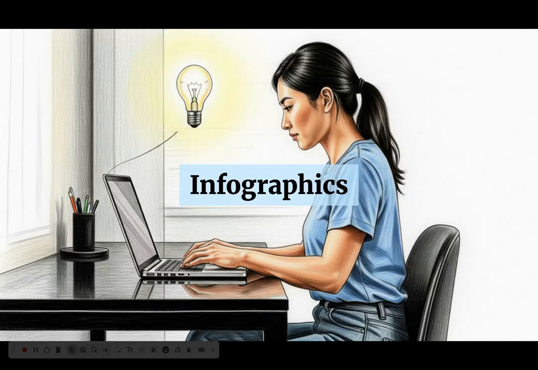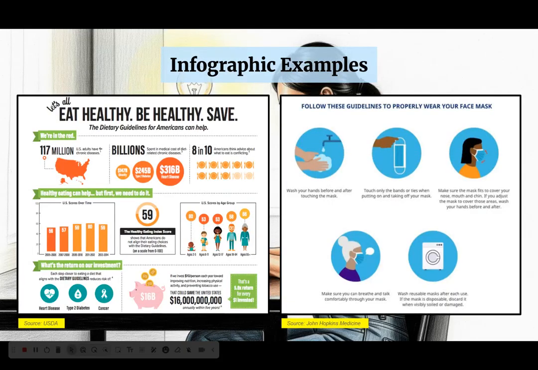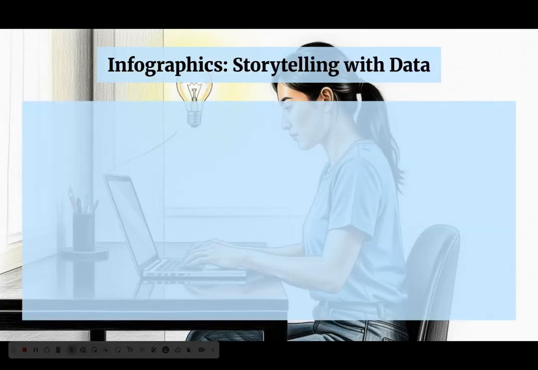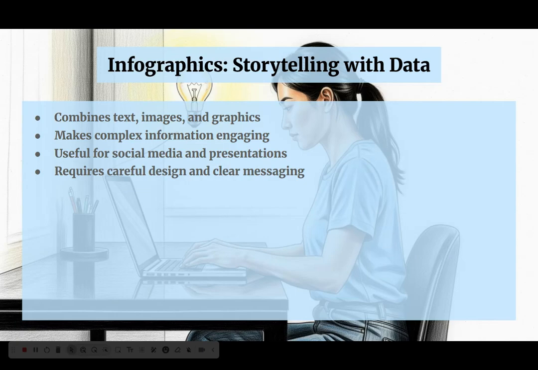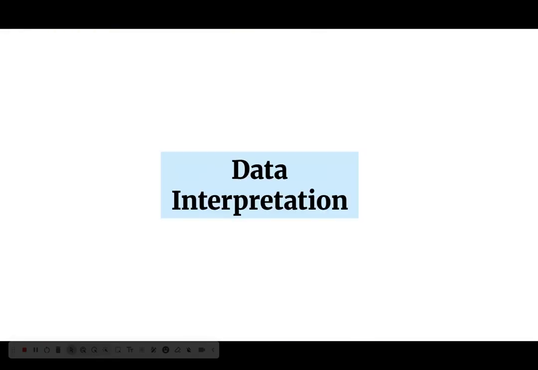And then finally, we're going to talk about infographics. So these are just examples. You'll notice you can have simple infographics like the one on the right, where you're really just showing pictures and then captions underneath the pictures. But you can have very complex infographics like the one on the left, where you're not only showing text and pictures, but you also have different graphs and diagrams inside. So you can take some of the graphs we talked about and put them in an infographic with more images and words. So this is a lot about storytelling with data, so you're combining text, images, and graphics to make complex information more engaging. So it's really useful for social media or presentations where you're trying to get a lot of information out there as quickly as possible. But because you're putting a lot of information in one place, it will require careful design and clear messaging.